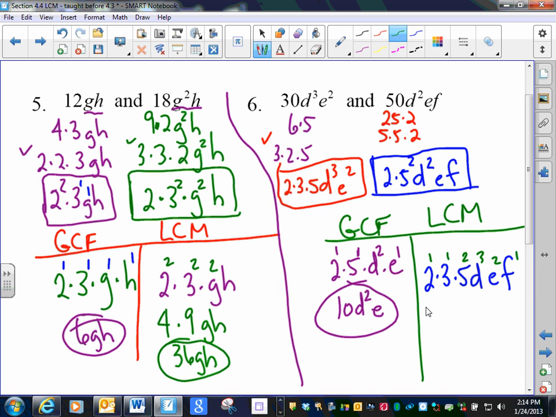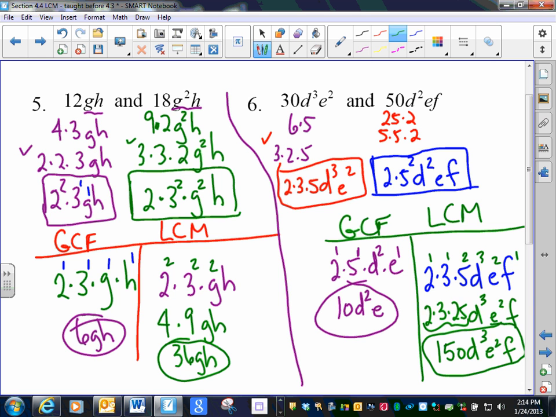Our numbers look like this. 2 times 3 times 25. That's 5 squared. D cubed. E squared. F to the first. Let's figure out what this piece is. 25 times 3 is 75. Doubled, 150. D cubed, E squared, F. There, my friends, is your LCM.